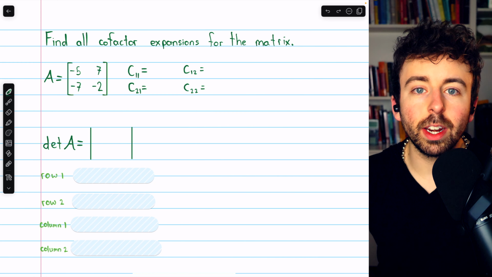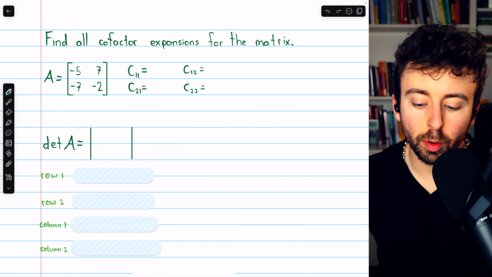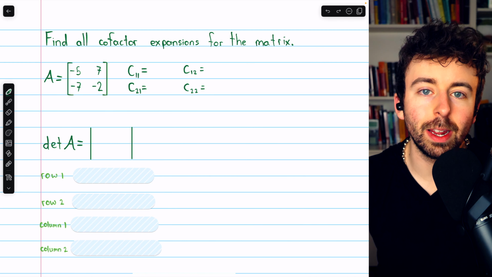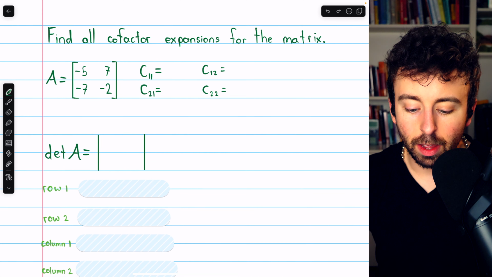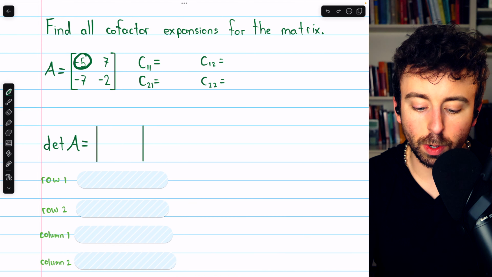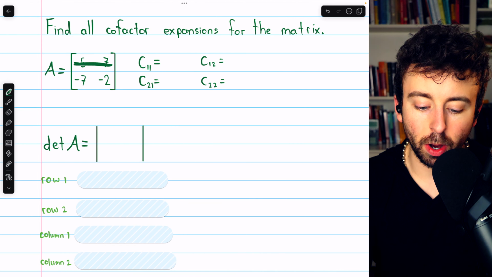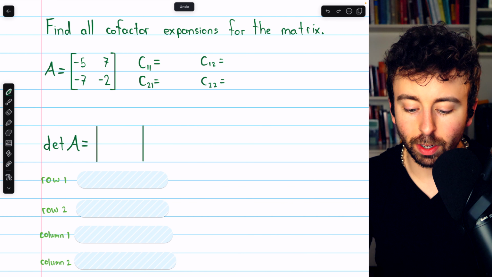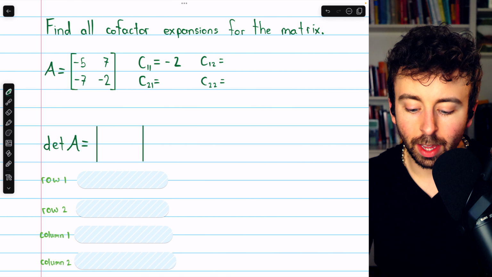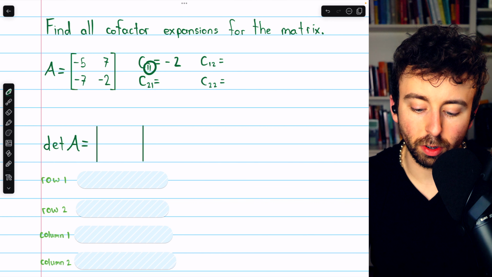Now maybe you want to give this one a try yourself. We're going to find all cofactor expansions for this second matrix as well. Let's get into it. Beginning with the cofactor for the entry in row 1, column 1. Eliminate that row, eliminate that column. The remaining submatrix has a determinant of -2, and 1 plus 1 is even, so there's no negative.